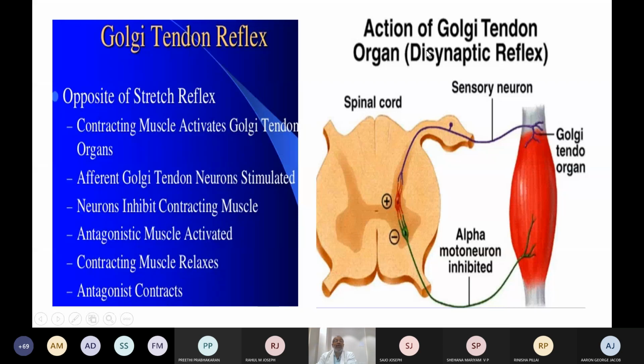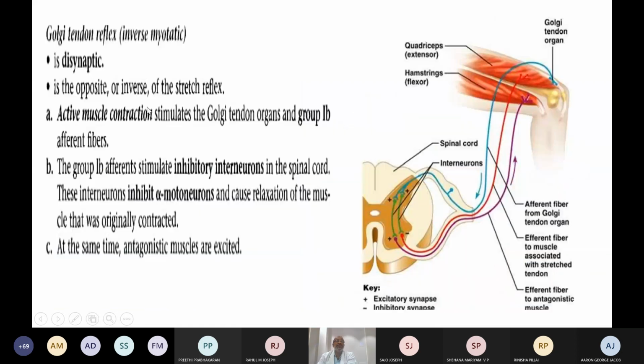So you have to know the Golgi tendon reflex. This is the inverse stretch reflex. Kindly see, this is disynaptic, opposite. It is the inverse of the stretch reflex, and active muscle contraction stimulates the Golgi tendon organs and causes group 1B afferent fibers to be stimulated. So you have to know this.